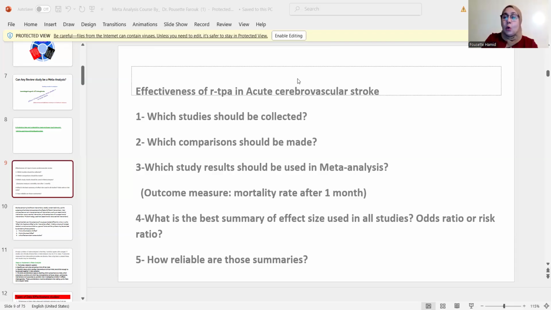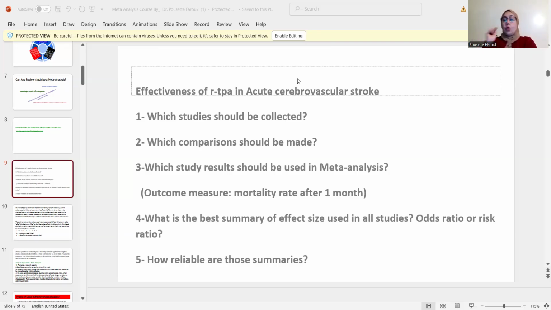Otherwise, they call it here in the meta-analysis, you are collecting apples with oranges. You are collecting apples with oranges and you call it fruits. We are not making a fruit salad. The same outcome and the same comparison you are picking, you should stick to this.